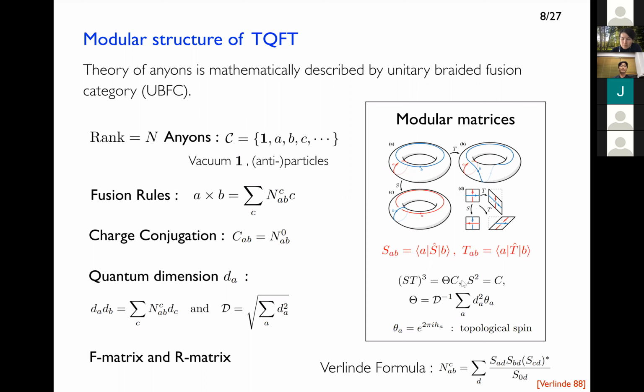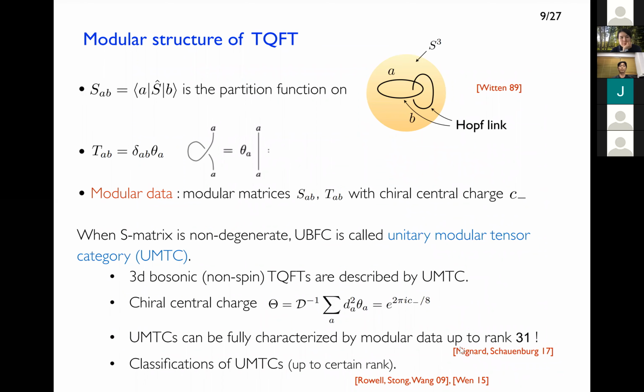Here, theta_A and h_A denote the topological spin of the anyon state. Fusion rules can be computed from the S matrix using the Verlinde formula like this. Okay, so this is the review of the unitary braided fusion category. In a topological theory, the modular S matrix is the partition function on a 3-sphere with a Hopf link of 2 Wilson loops. And the T matrix is a diagonal matrix given by topological spins of anyons.